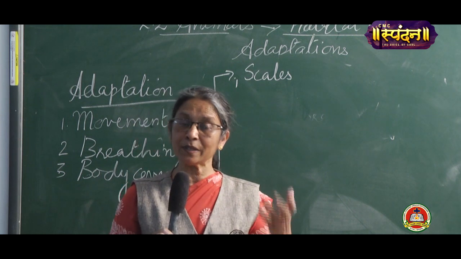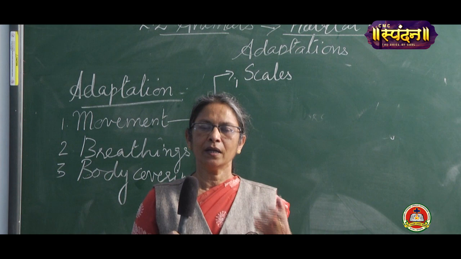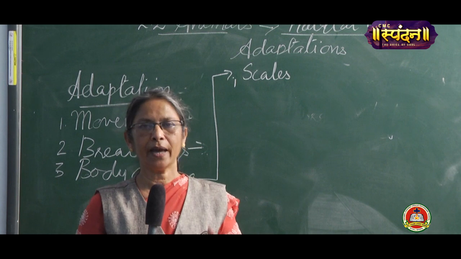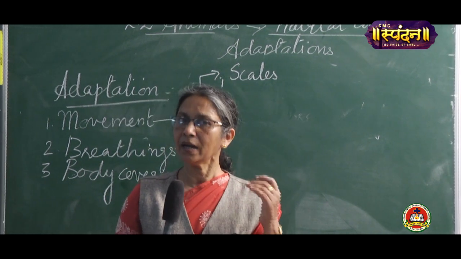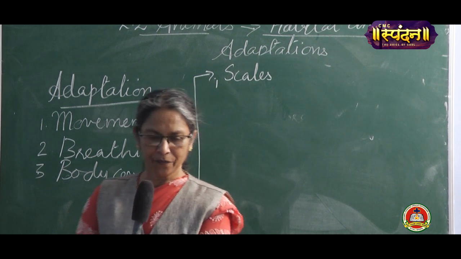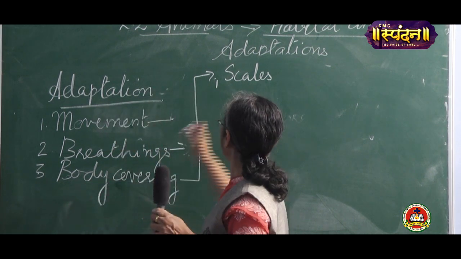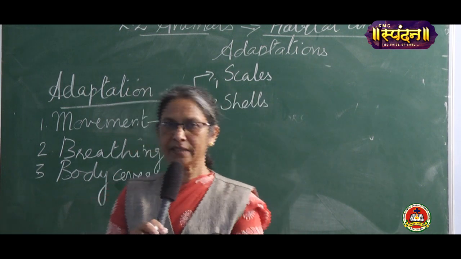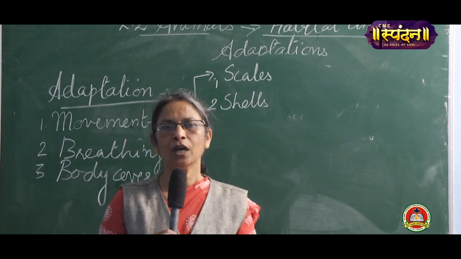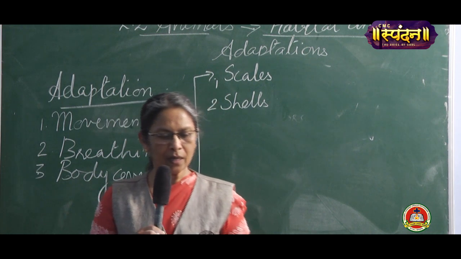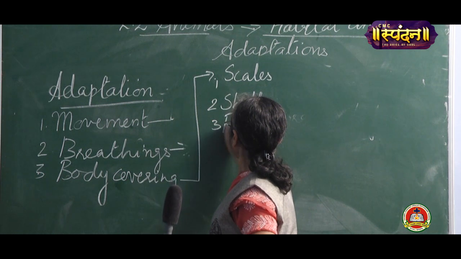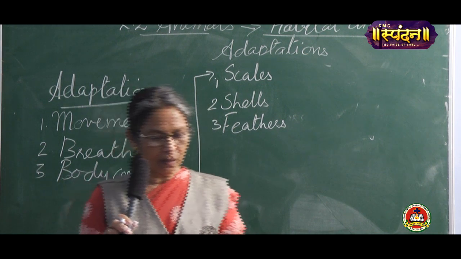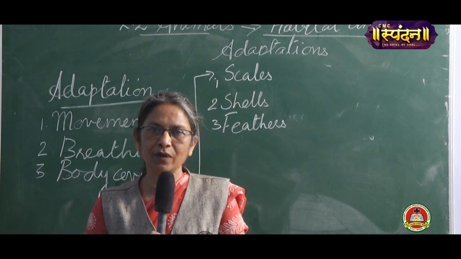Now, the scales also help them in some purposes. For example, they prevent loss of water, they provide protection in harsh climate, and they also help them escape from their enemies. I hope it's clear to you, children. Then the second one is shells, children. Snails, tortoises and turtles have shells to protect them from their enemies. Feathers, birds have bodies covered with feathers.